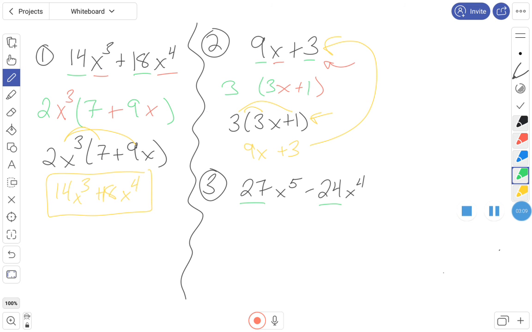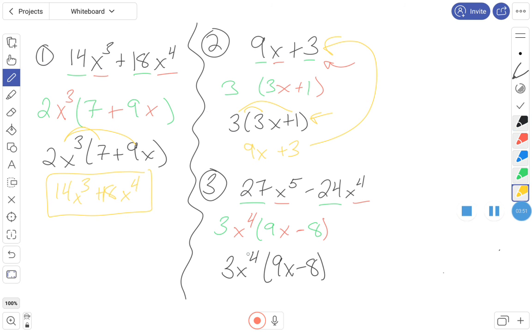The biggest number that comes out of both of those, I think it's just a 3, which isn't too terribly big of a number, but that's okay. 27 divided by 3 is 9, and 24 divided by 3 is 8. And next I'm going to do the variables. How about the x? If this one has 5, this one has 4, I can take out x to the 4th, which leaves me with 1x here and no x's over here. But because that was a negative 24, that does need to be a minus 8 right there. So my final answer is 3x to the 4th, 9x, minus 8.